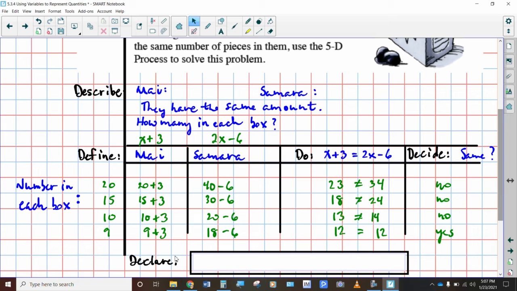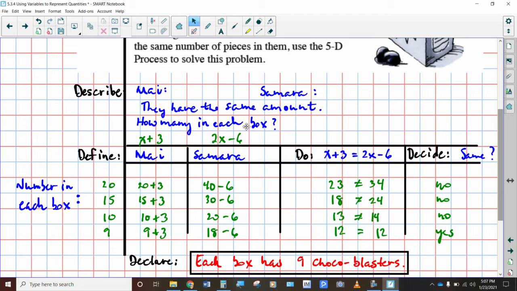And then that ends up being the magic combination. 9 plus 3 is 12, and 18 minus 6 is 12. So we can declare that there are 9 Choco Blasters in each box, or each box has 9 Choco Blasters. Okay, so you see how we work through that process?